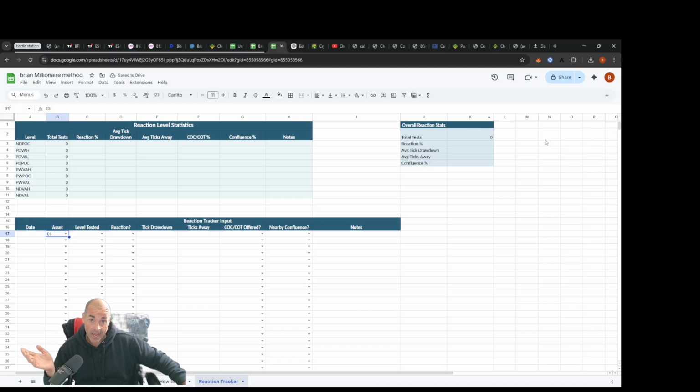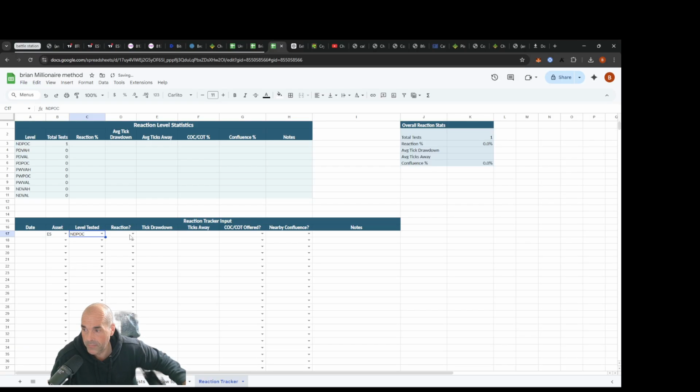And I'm only tracking certain things. So I have here level tested. Did I test my naked daily point of control? Did I test a previous day value area high? Did I test a previous day value area low? Was it a previous day point of control? And if I just go, let's say here, I want to test the naked daily point of control.